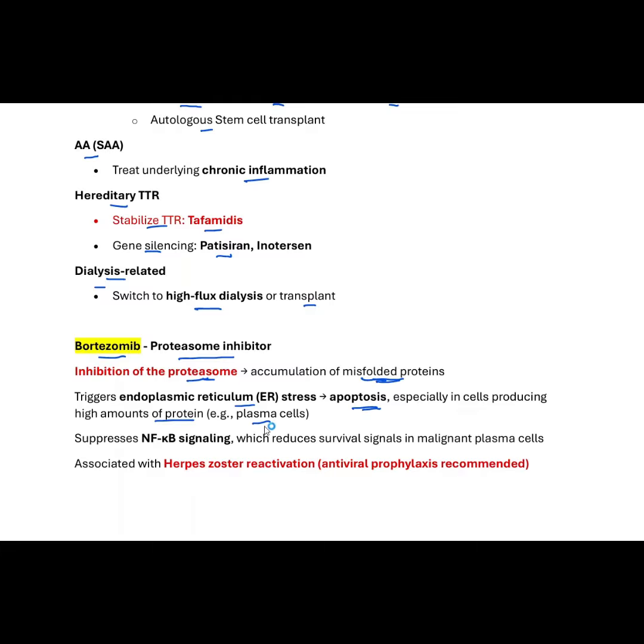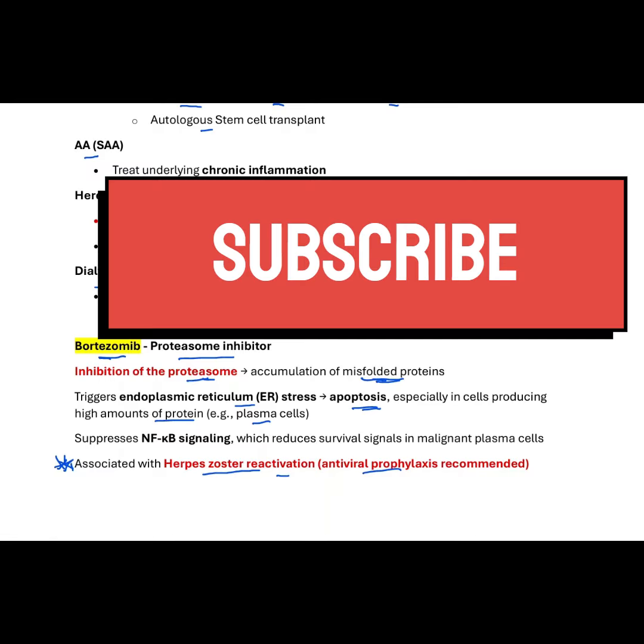for example, plasma cells. And there's something that is really important. This medication is associated with herpes zoster reactivation, and that's going to be a board question. And in those patients, antiviral prophylaxis is recommended if they are going to take this medication.